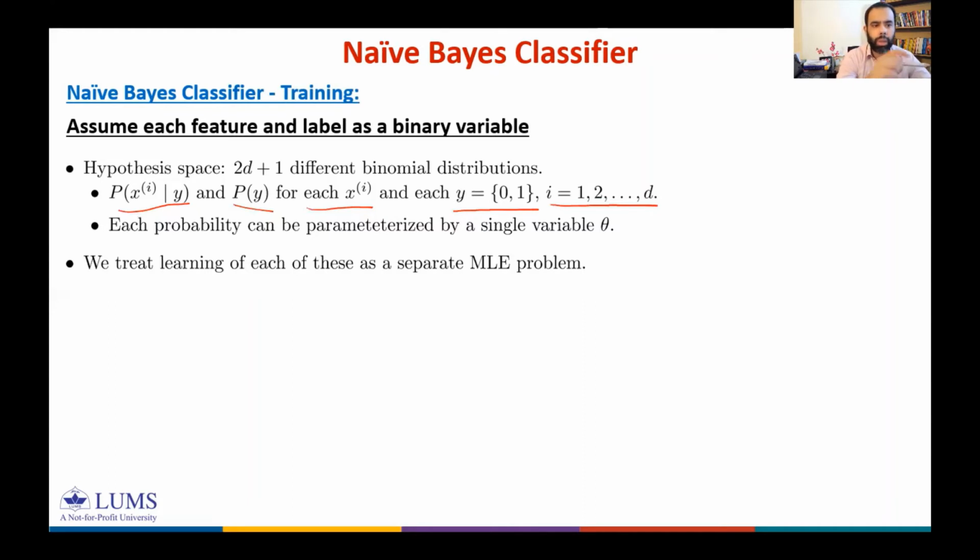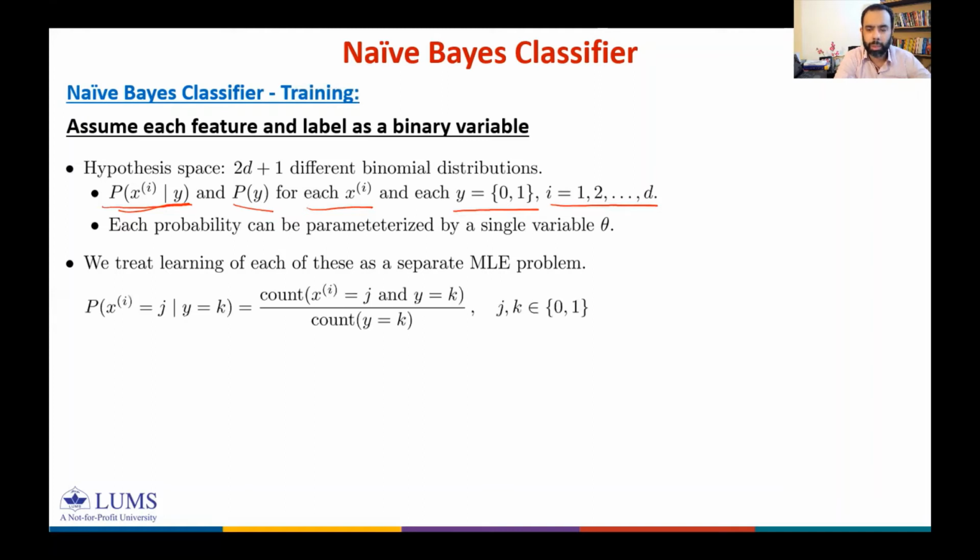We can compute each probability of xi given y for each i separately, by separately solving a maximum likelihood estimation problem for each i. And this is an estimate of the probability given the data. Okay, let me explain this.